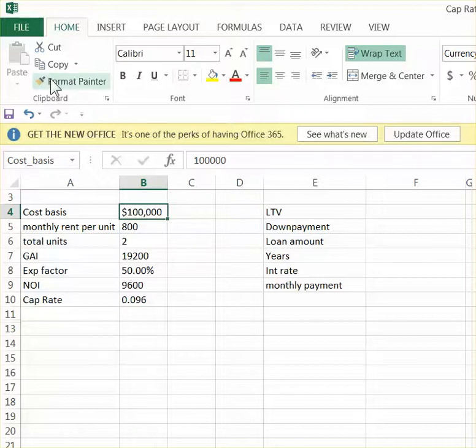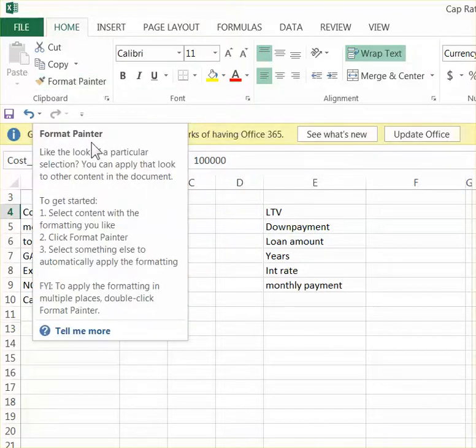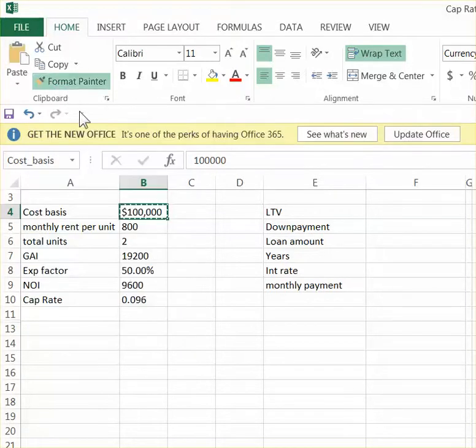I'm going to double click Format Painter here. Notice after double clicking it, it will stay lit. So click, click. All right, it's still lit. Now I'm carrying that format around on my brush. There we go, nice little brush. And I'm going to paint that format: dollar sign, comma, no decimal points.